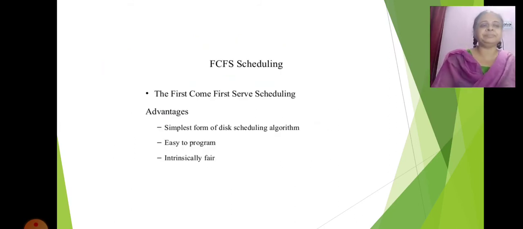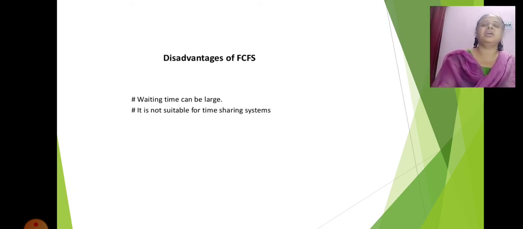However, FCFS scheduling has some advantages also. What are the advantages? It is a simple form of scheduling algorithm, easy to program, and intrinsically fair. These are the advantages of FCFS scheduling. What are the disadvantages of FCFS scheduling? Waiting time can be large. It is not suitable for time sharing systems, and the waiting time is also very large.